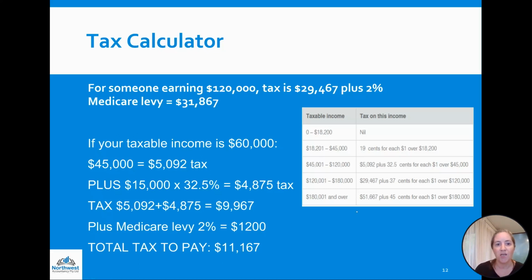So would you rather earn $60,000 and pay $11,000 in tax and have, what's that, $49,000-ish in your bank? Or would you like to earn $120,000 and pay $31,000 in tax, but have, what's the maths on that one, $90,000 in the bank, give or take? So that's the trade-off. Yes, you pay more tax, but actually you've got more money in the bank as well.